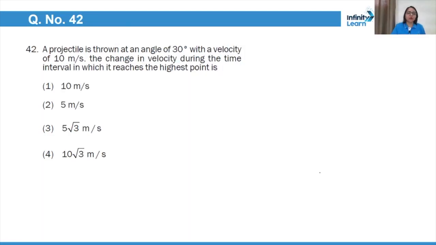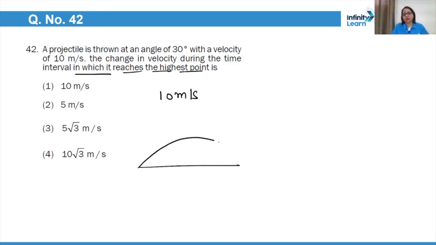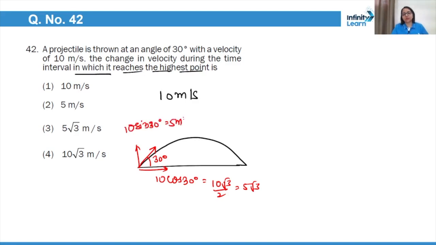Question number 42. A projectile is thrown at an angle 30 degree with a velocity of 10 meter per second. The change in velocity during the time interval in which it reaches the highest point is. So this is the point of projection. 10 meter per second, 30 degree angle. So this component is 10 cos 30 degree, which is equals to 10 root 3 by 2, which is 5 root 3. And this component is 10 sin 30 degree, which is 5 meter per second.